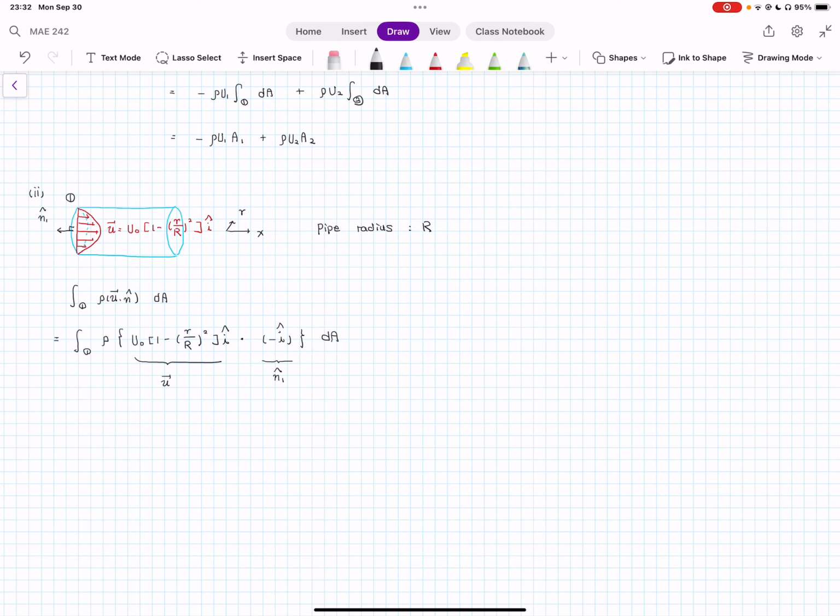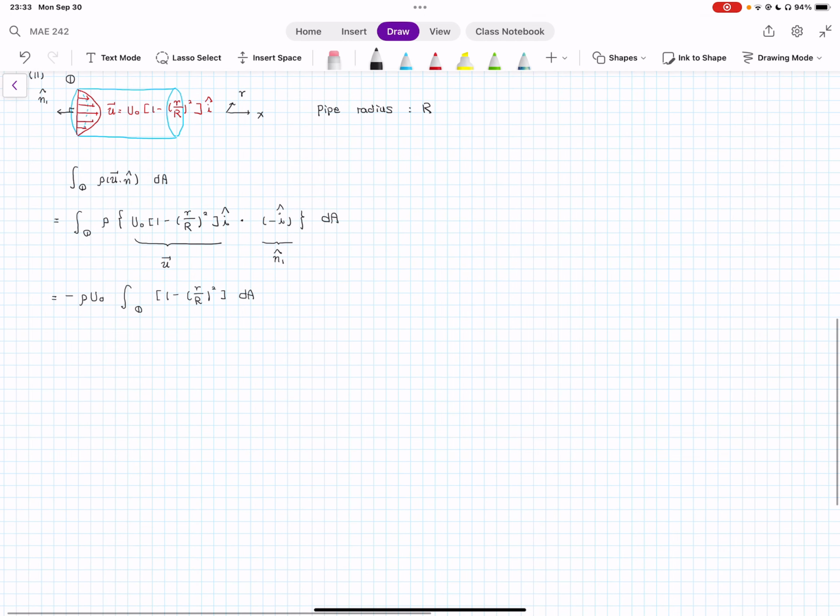So now I can do a little bit of algebra. So density is assumed constant. U naught is the maximum velocity. That's also given as a constant. So I have a minus sign coming out of this integral. So this will be 1 minus lowercase r over R squared dA. So I need to do this integration. So how do I do this?